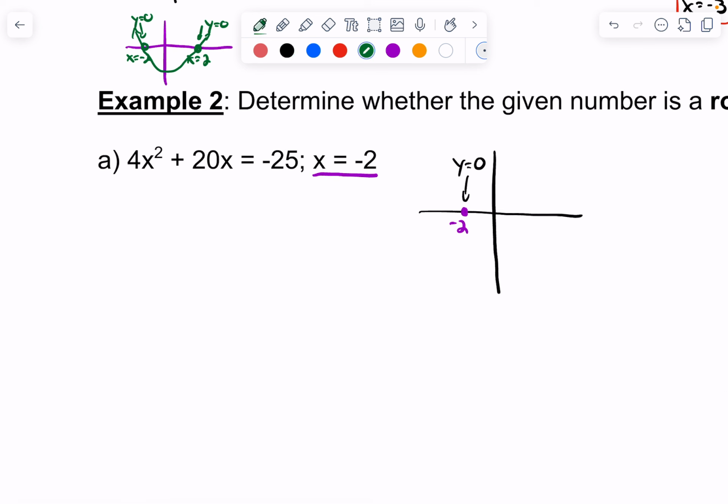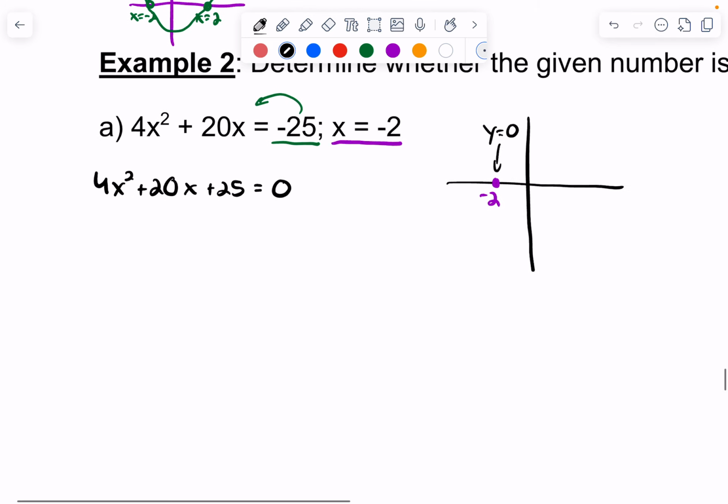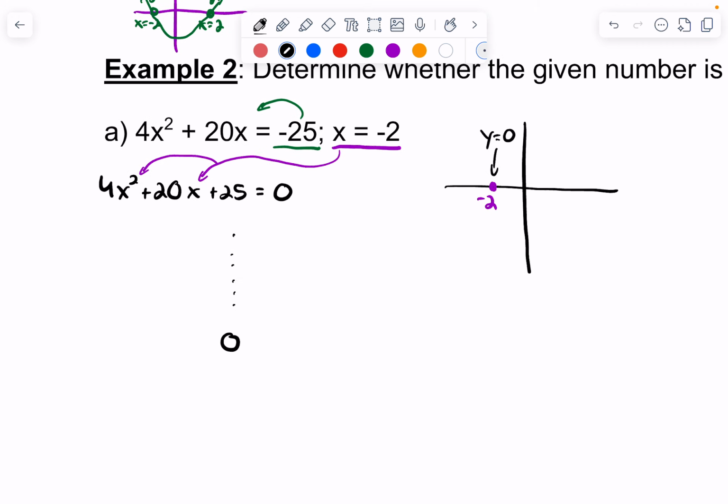So first thing, put this into proper standard form, right? So take this and bring it over here. So let's rewrite that as 4x squared plus 20x plus 25 equals 0. So now, if we take this x equals minus 2, and plug it in for this x right here, and we find that after we do all our math, the left-hand side equals 0. So 0 essentially will equal 0. That means, yes, this is a 0. This is a root. This is an x-intercept.